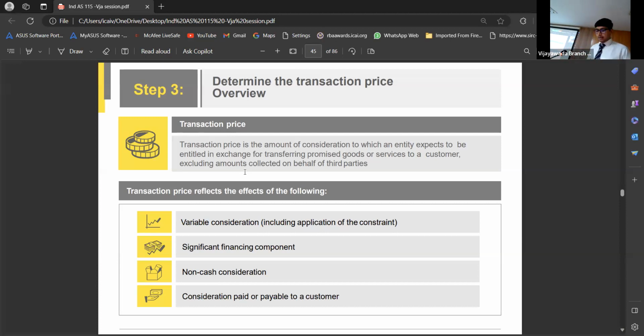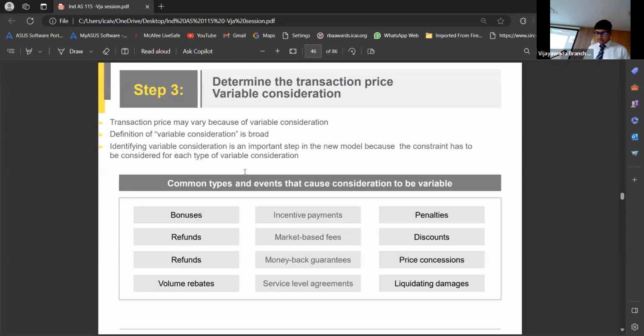Then the first one is variable consideration. This variable consideration itself will have all these bonuses, refunds, incentives, penalties, discounts, liquidated damages. Anything of this sort comes, adjust it in the revenue.